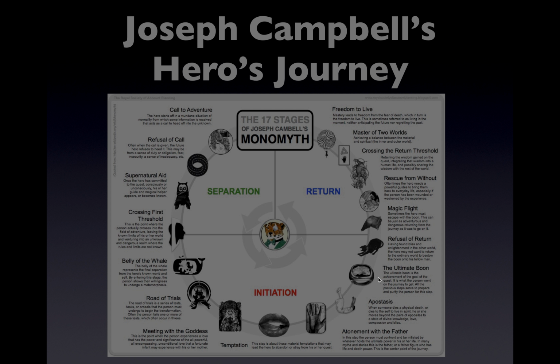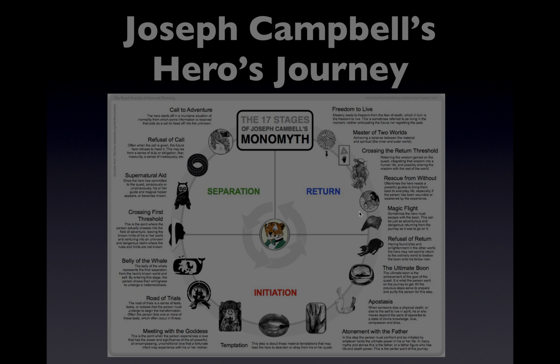There's the ultimate boon, which is not just the lightsaber. There is the use of the Force, which is ultimately what it's about. There's magical flight, so they're finally going. Then they're going to go attack the Death Star. So there's refusal of the return. Basically, Luke is refusing to use the Force. Then there's a magical flight. They're going down the alley of the Death Star.